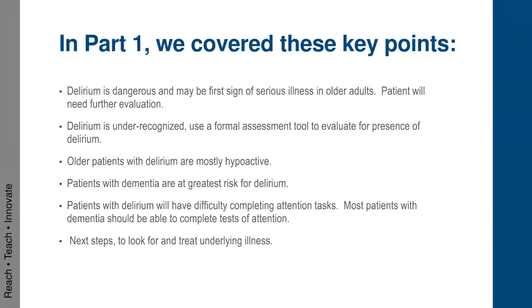In part 1, we covered that delirium is dangerous and may be the first sign of illness in older adults and thus needs further evaluation. It's under-recognized, and a formal assessment tool should be used to assess for the presence of delirium. Older adults typically have more hypoactive delirium, or a sleepy, withdrawn appearance, and patients with dementia or any cognitive impairment are at the greatest risk for developing delirium.